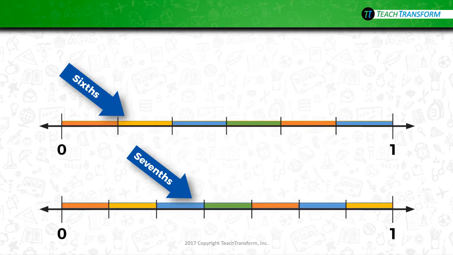Now compare your number lines with mine. In the number line at the top, the space between 0 and 1 is partitioned into 6 equal size parts. You can see that I've colored each of the 6 spaces a different color to make them easy to see. The number line on the bottom is broken up or partitioned into 7 equal size spaces. I colored each space a different color on this number line also to make it easier to see.